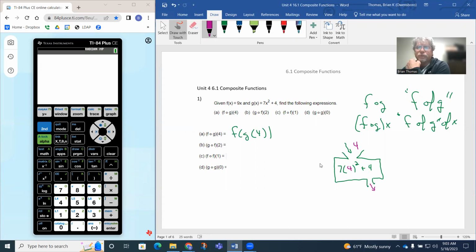So this is our g function. We have 7 times 4 squared, and then we're going to add 4 to that. That would give us 116. So then this turns into f of 116. Since g of 4 is equal to 116, the 116 is now going to go in place of x in the f function. Again, we have this other function over here.